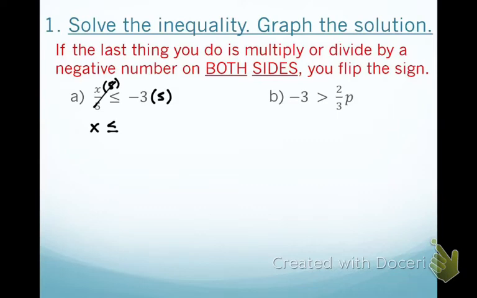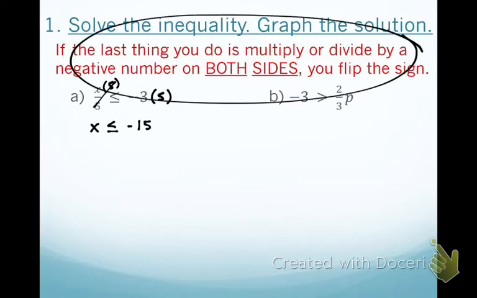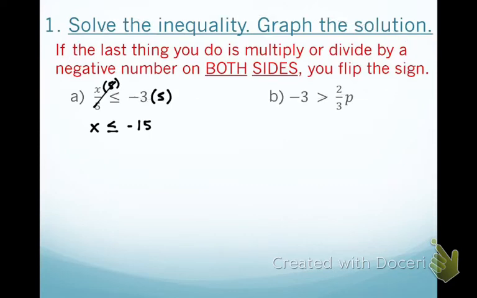Okay, and now let's focus on this. A negative times a positive always equals a negative. So what would the correct answer be? Negative 15. Let's look back at this rule that we just said. If the last thing you do is multiply or divide by a negative number on both sides, you have to flip the sign. Notice what I did here. I multiplied by a positive 5 and a positive 5. Should I flip my sign? No. No, those are not negative numbers. Okay, so I'm going to keep the sign exactly as it is.